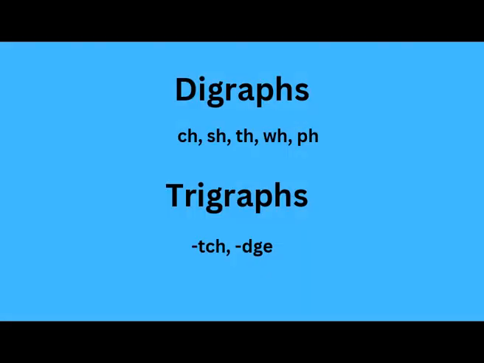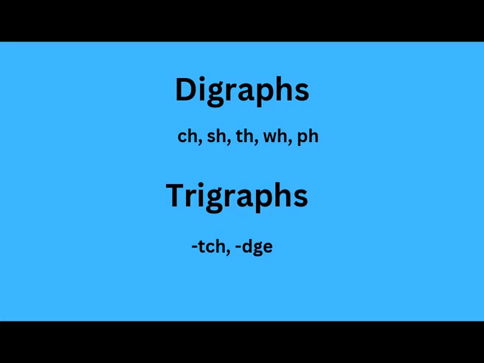Next, we have digraphs. A digraph is a two-letter combination that stands for a single phoneme in which neither letter represents its usual sound. So consider CH. C says k, H says h. However, together they make a single sound or phoneme that is unique to their usual sound. So together they say ch, or SH, sh, TH, th, WH, PH.